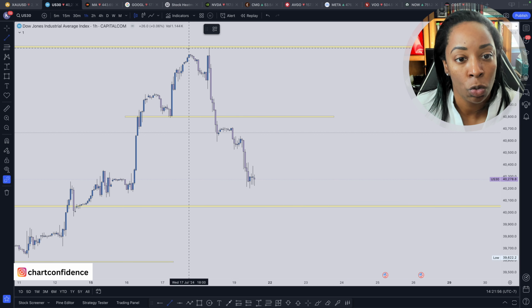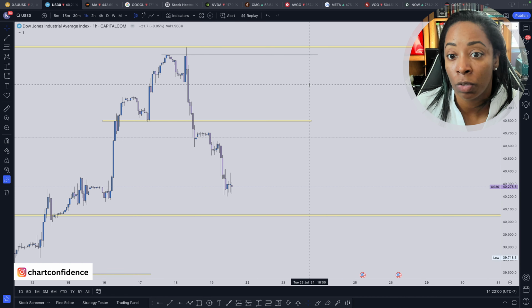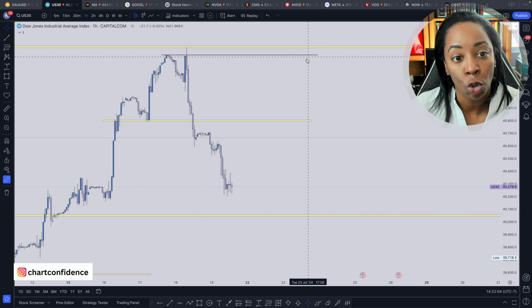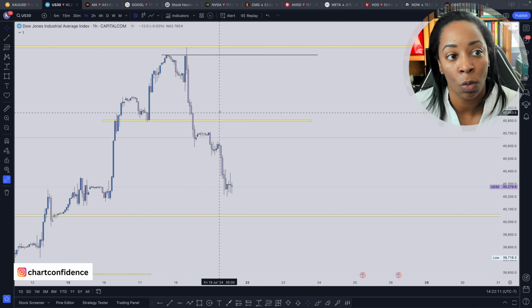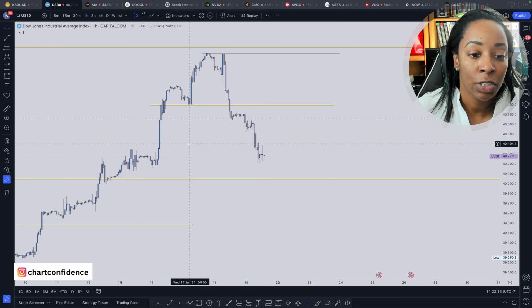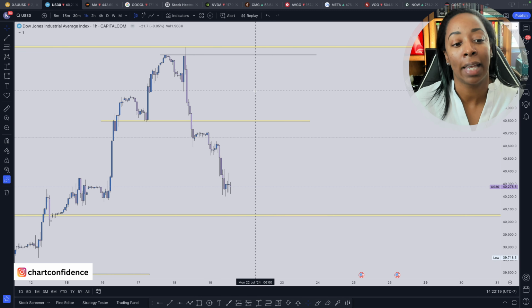But I do want to mark off this level right here around 40,320, mainly because we have a resistance here, came down, came back up to roughly the same level and sold off here on the H1 time frame. So I do want to keep that marked off. So now that we have all of our levels, let's go ahead and come up with a game plan.